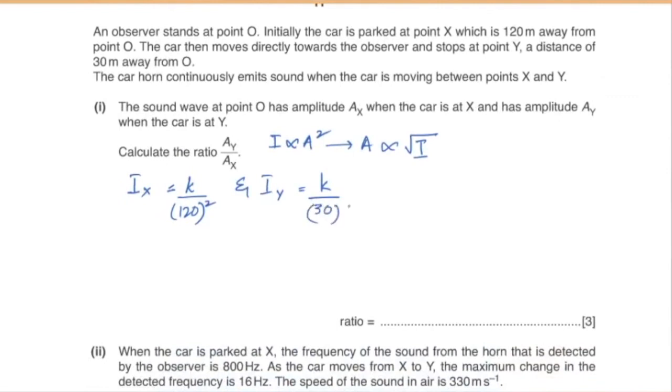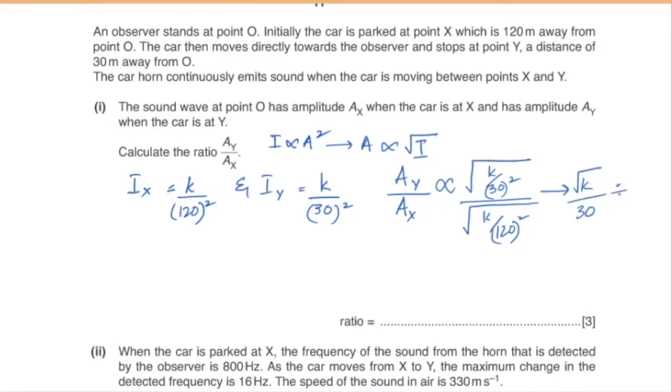Now amplitude of the sound wave at point Y by amplitude at point X is going to be proportional to the root of the intensity at point Y, so K by 30 the whole square, divided by the root of the intensity at point X, so K divided by 120 the whole square. So this will become root K by 30 divided by root K by 120, and hence we have the ratio for these amplitudes as 4.